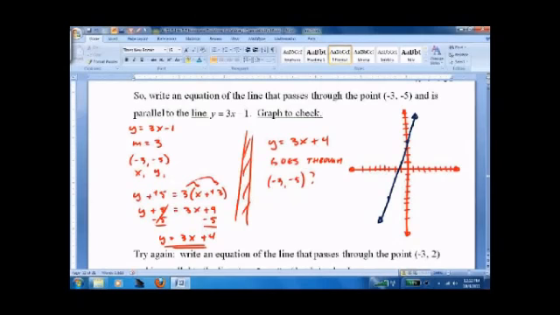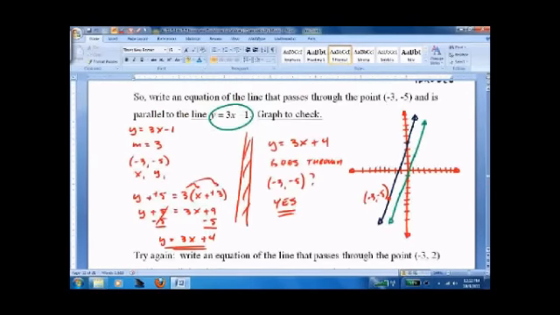And let's take a look. Is that parallel to y equals 3x minus 1? Well, we know it is because it's got the same slope, but it never hurts to make it visual. Draw our line in. Good. And where's the point (-3, -5)? 1, 2, 3. 1, 2, 3, 4, 5. There's the point (-3, -5). Yes, it goes through. Moving right along.